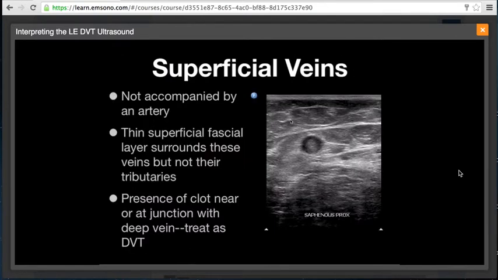Superficial veins will not be accompanied by an artery. Here you can see a clot within the greater saphenous vein. There's no adjacent artery. There's going to be a thin superficial fascial layer surrounding these veins, but not their tributaries. And you have to keep in mind that presence of clot near or at the junction with the deep vein should be treated as a DVT.